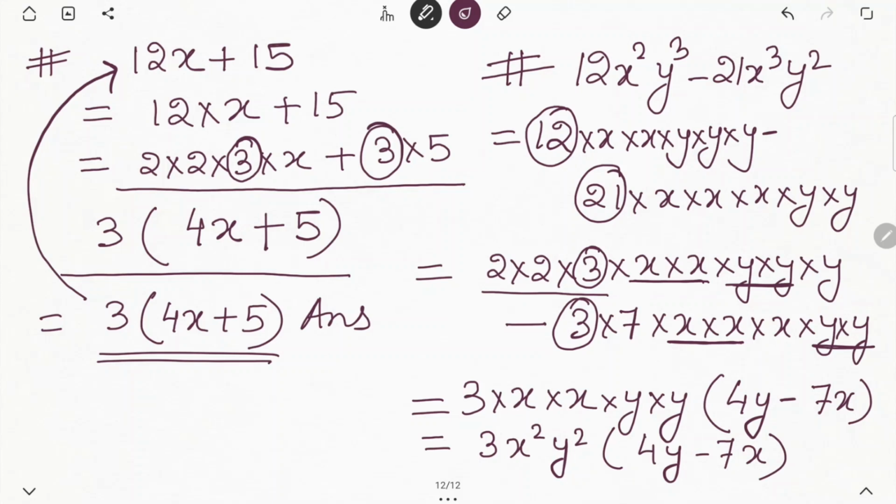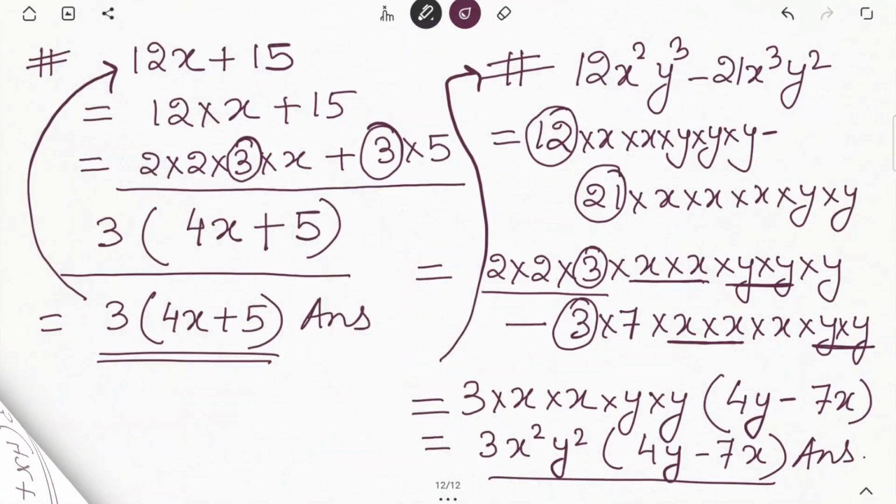Now how do we check whether my answer is correct? You just multiply. So 3 into 4 is 12, 12x square y cube minus 21x cube y square. So if you multiply this, we are getting the original expression. So I can say that this will be my final factorization. Now in the next video, we will be discussing a few more examples of factorization of the first type.